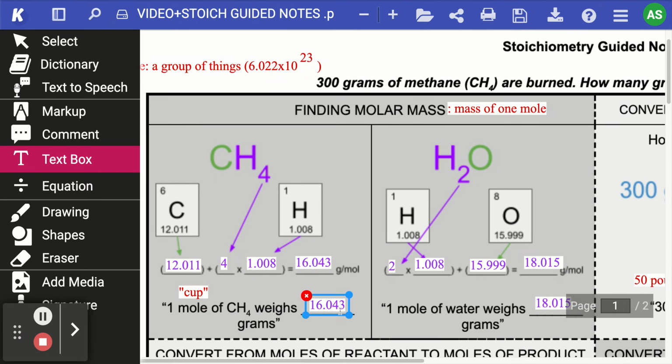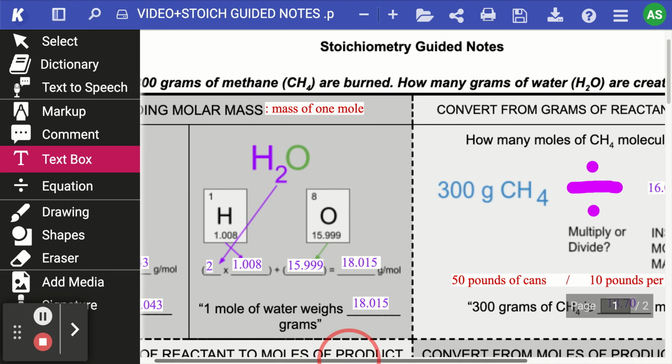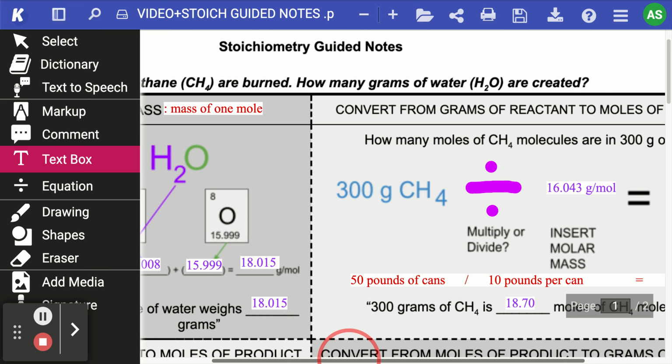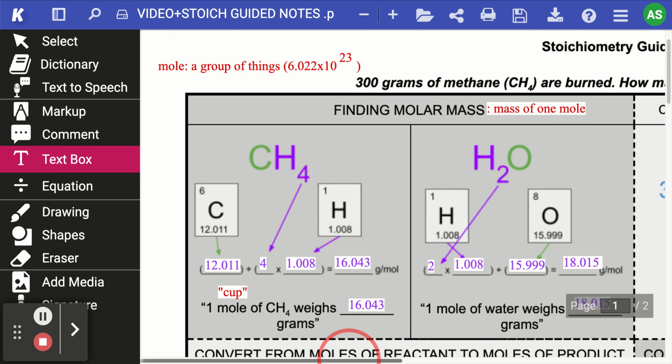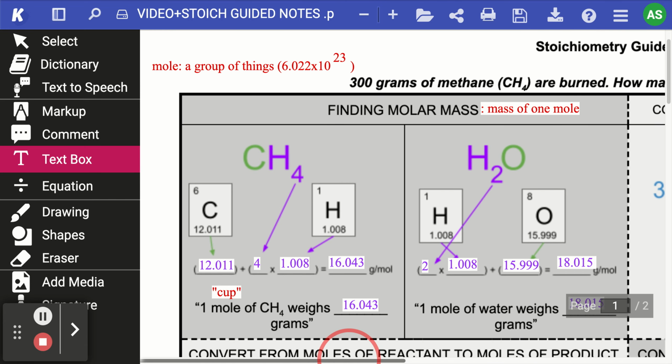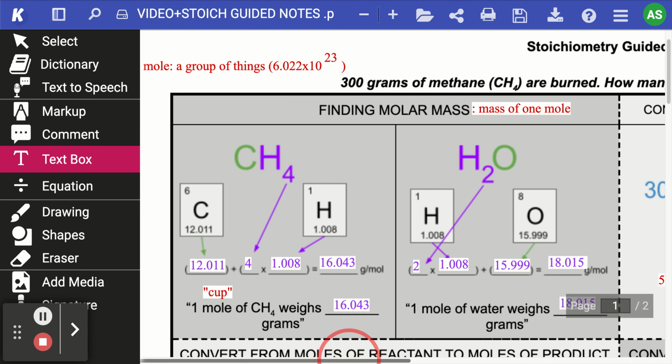The problem we are working on is how to figure out, well, if I burn 300 grams of methane, how many grams of water are going to be created? In our first video, we talked about what a mole is, what molar mass is, and we found the molar masses of our reactant, methane, and our product, water.